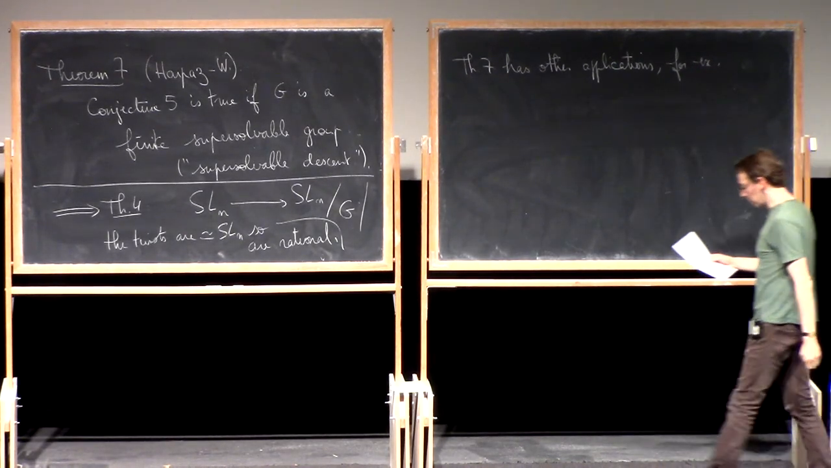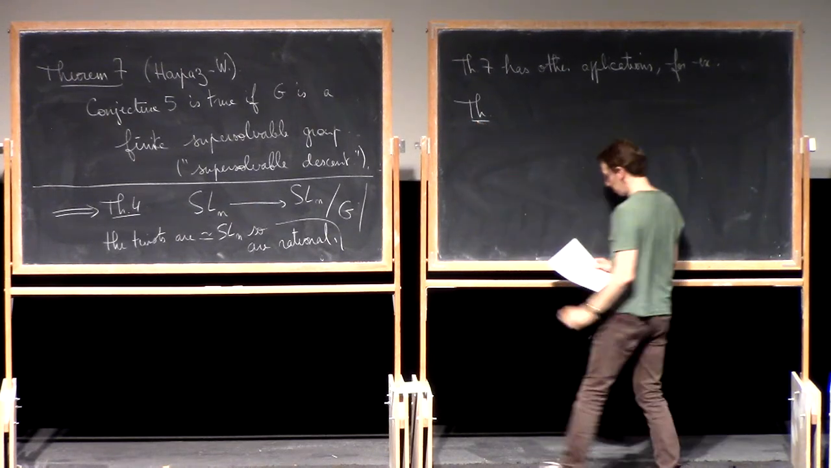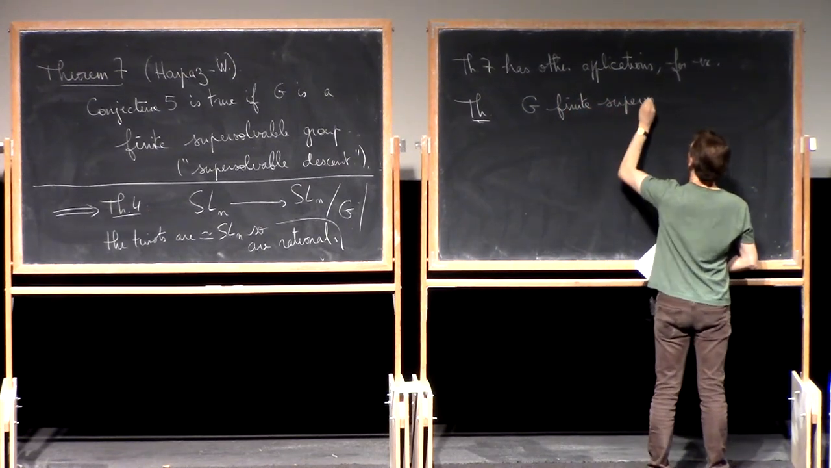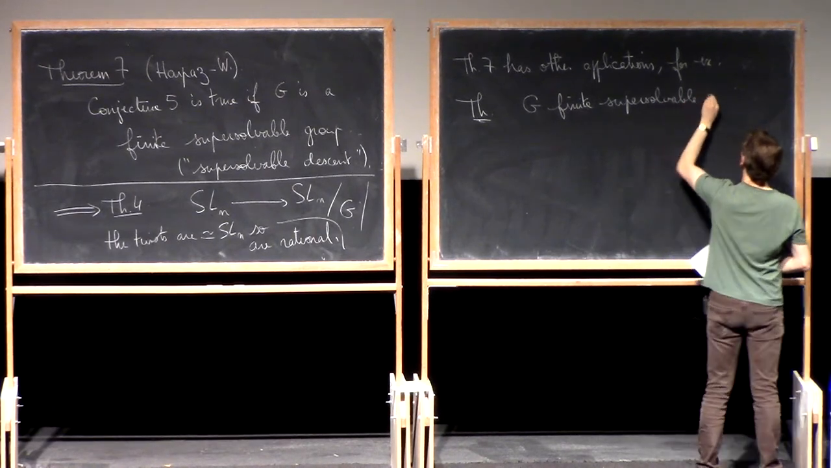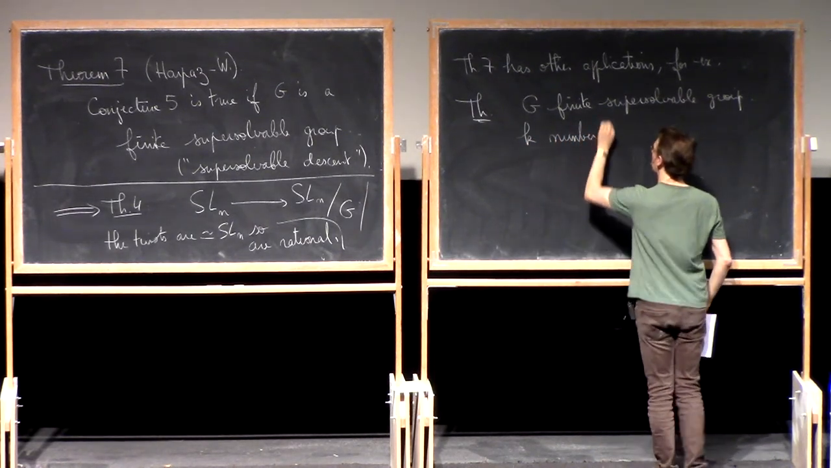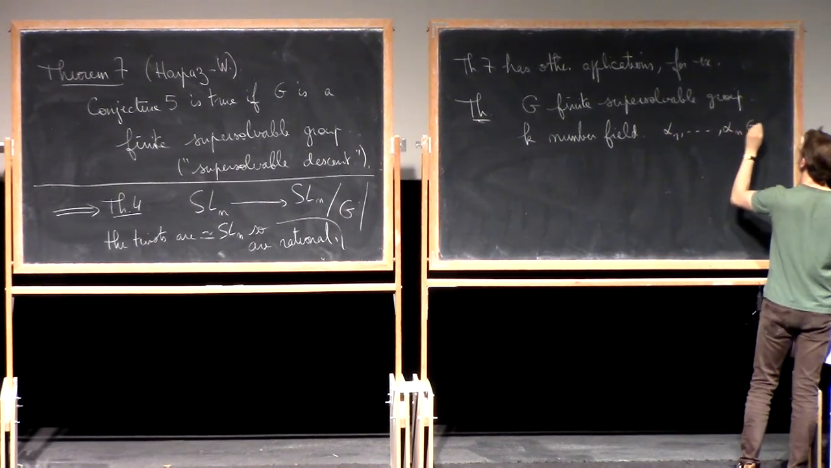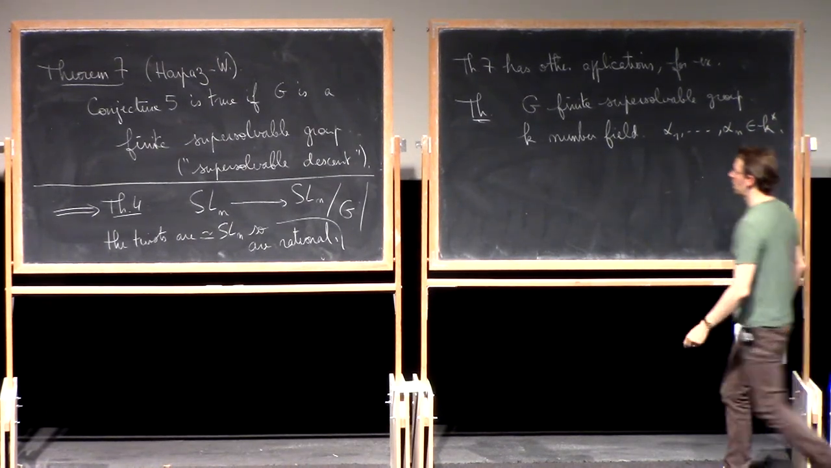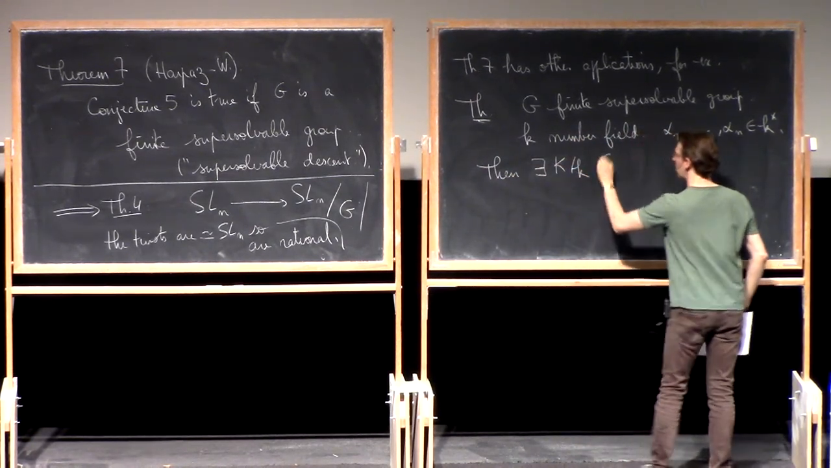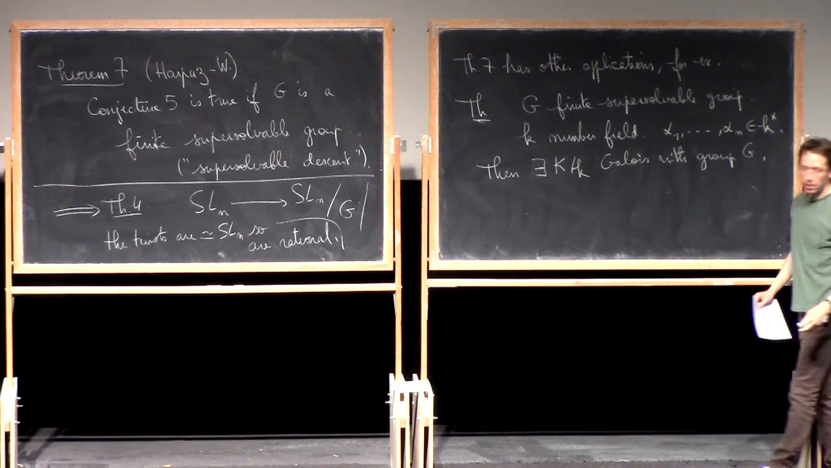Somewhat of an anecdotal statement, but it's a challenge to prove it. So here's the theorem. Let G be a finite supersolvable group, and you fix K a number field, and some elements alpha_1, ..., alpha_n in K star. Then there exists a Galois field extension, capital K of K, Galois with group G, such that the alpha_i's are norms from capital K.